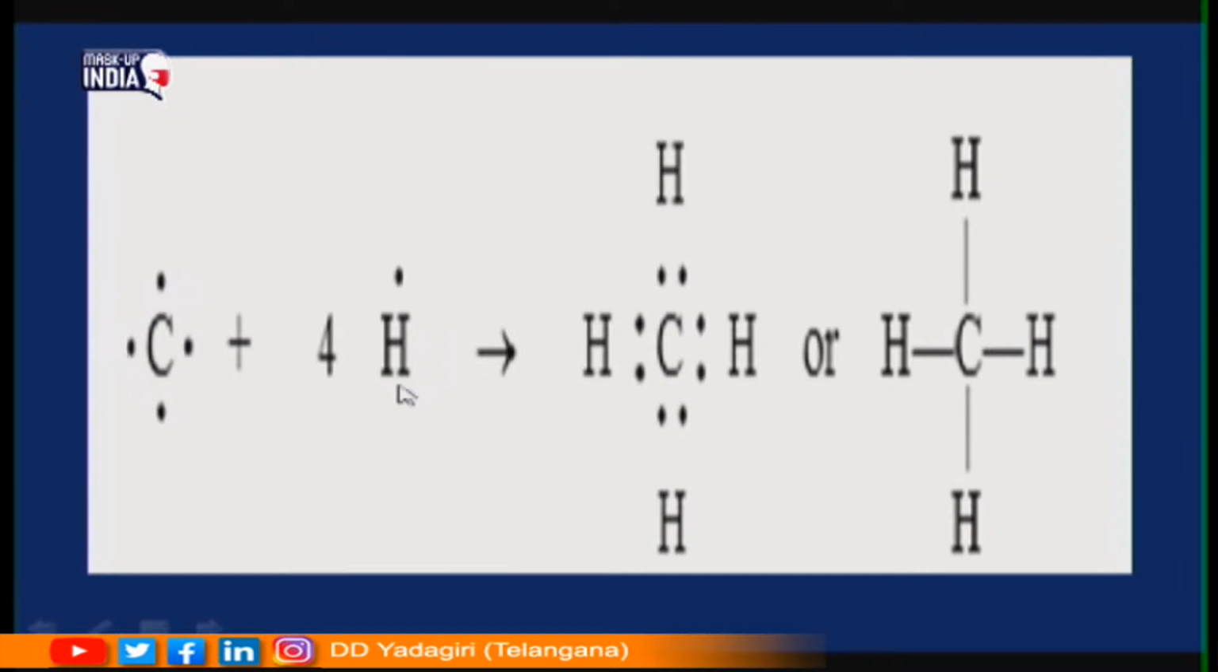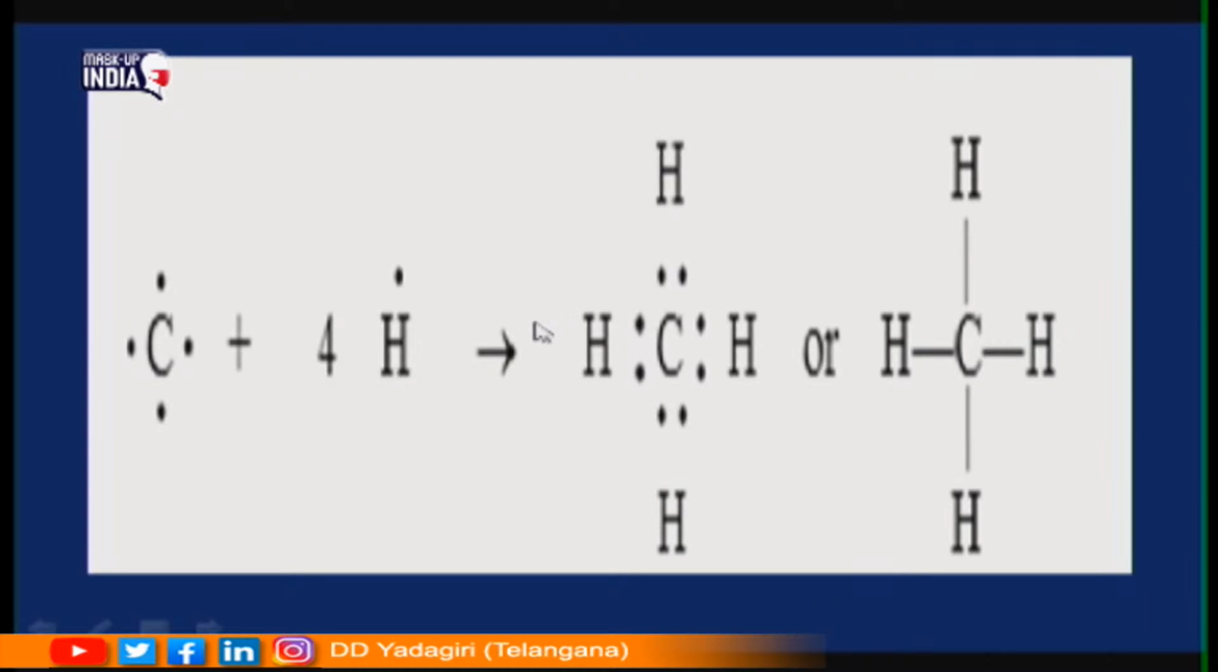Now this is a hydrogen atom with only 1 valence electron. So carbon requires 4 more electrons, and each hydrogen is ready to give 1 electron. So totally how many hydrogen atoms are we taking, children? We are taking 4 hydrogen atoms. And so when the hydrogen atoms and the carbon atom approach each other, carbon contributes 1 electron to each hydrogen atom. Thus, between carbon and hydrogen, 1 single pair of electrons is shared.